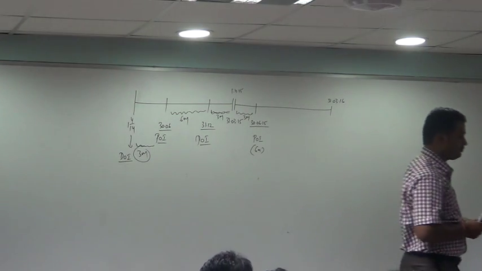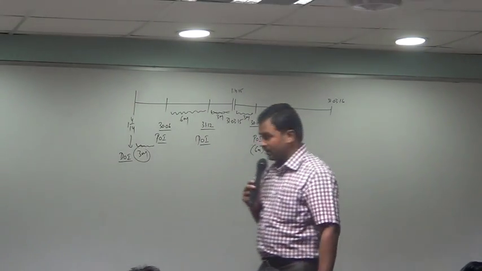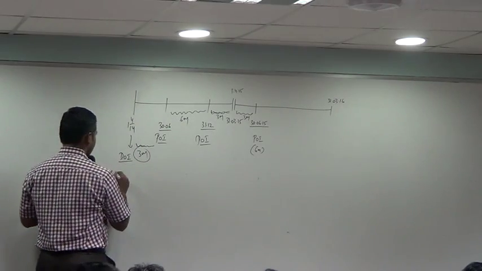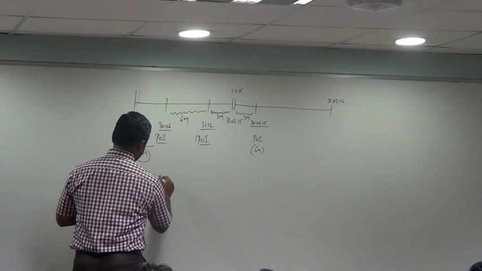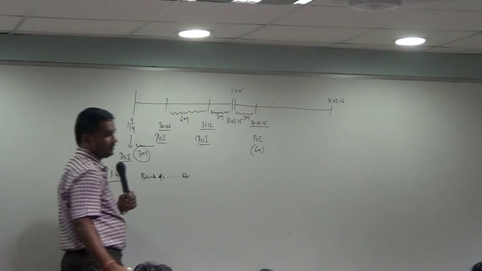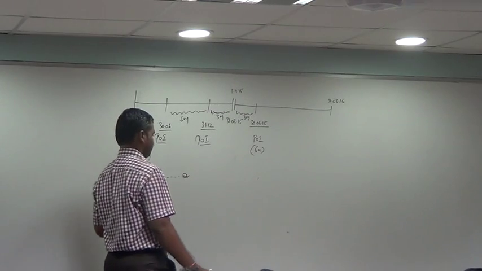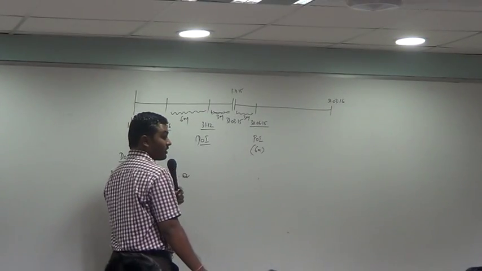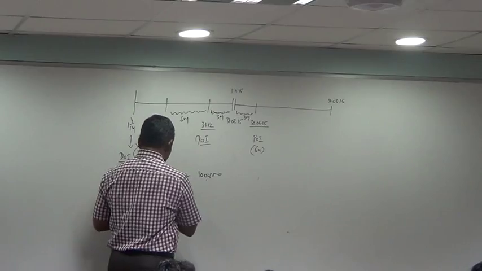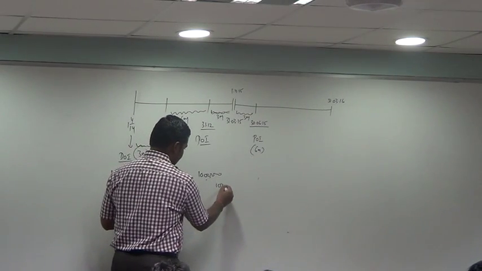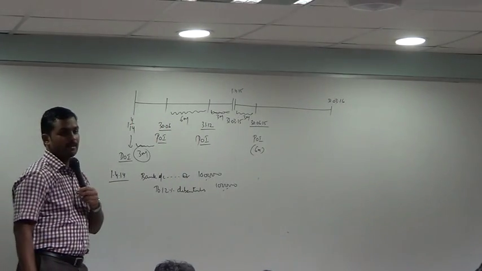Start writing entries. First April 14, start writing the entries. When debentures are issued, bank account debit, how much? 10 lakhs. 10 lakh to 12% debentures, 10 lakh. Clear?